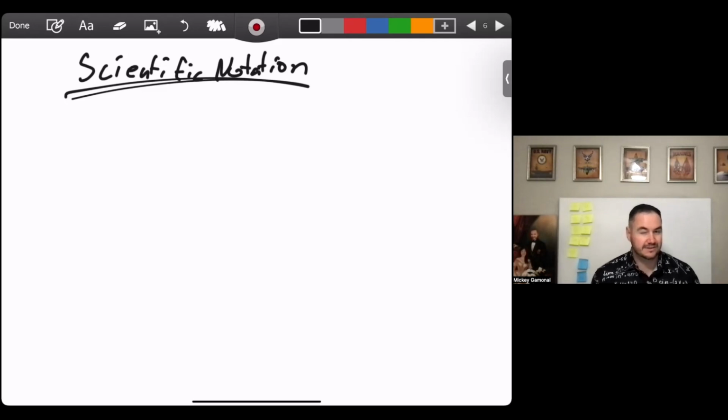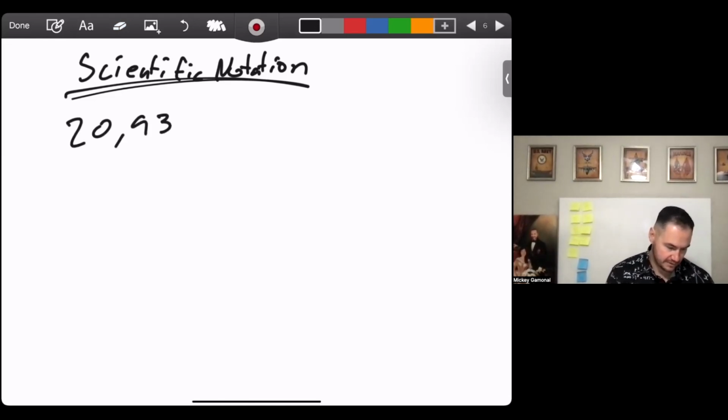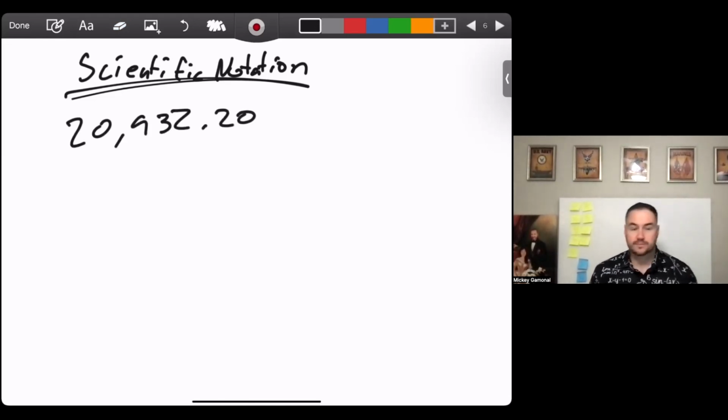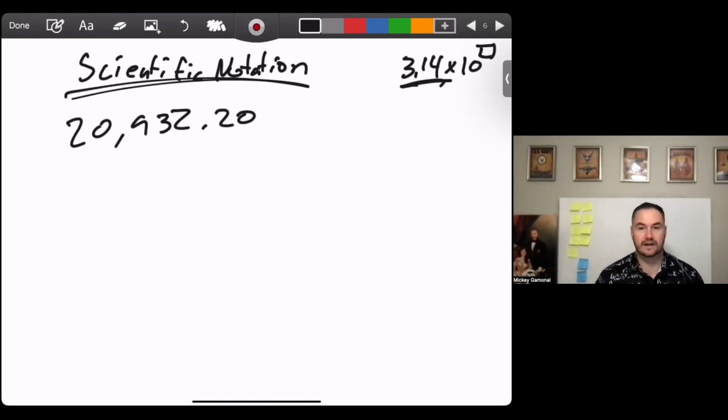I got a couple examples. This is a lot easier to explain with examples, but the idea is scientists use really, really big numbers and really, really small numbers all the time. And the way that they make that simple, rather than writing something crazy like, well, I got an example here, 20,932, right? It's a pretty big number. What they'll do is they'll simplify it. So they round it like money, right? They round it to the hundredth. So they'll round it to like 3.14, something like that. And then they'll times it by 10 to whatever number, right?